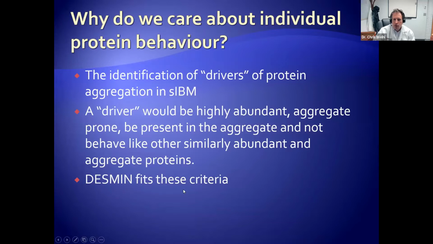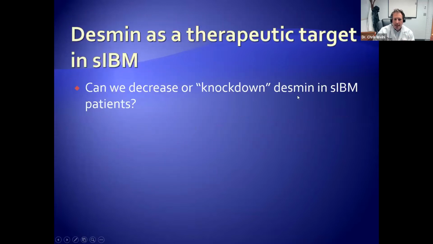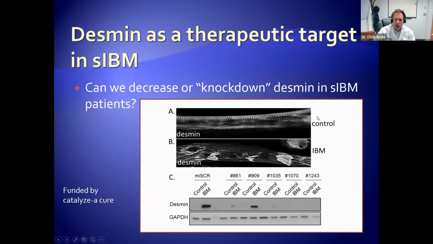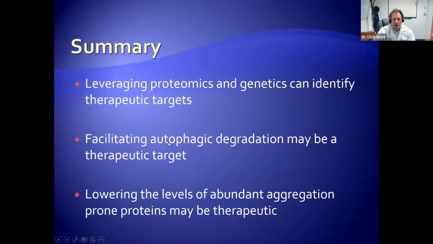Why is that important? Well, we think that we could modify this protein and knock it down in sporadic IBM patients. We've done a proof of concept where we take a muscle fiber from a normal patient, and then a muscle fiber from a patient that has inclusion body myositis. You can see there's aggregates of desmin, and then we are screening what we call antisense oligonucleotides that we think can knock down this protein. And you can see here, we're able to knock it down here. So that's just giving you an idea of some of the things that we're doing.